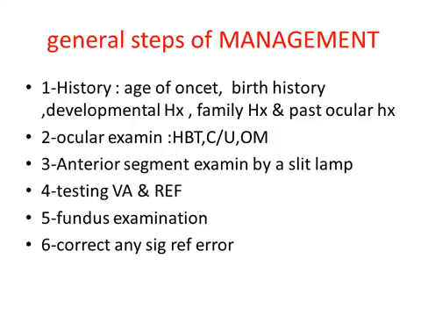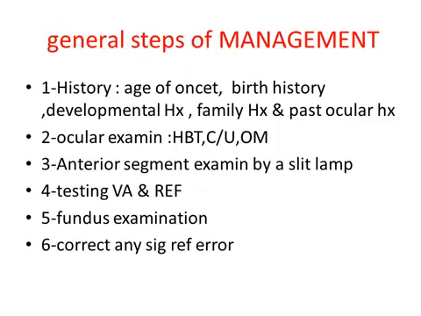The general steps in management of squint. These steps are used for any case that you face in the exam or in life. You have to put in your mind these general guidelines. Number 1, you have to take a good history, starting from the age of onset and the birth history, in order to differentiate between congenital and acquired squint. The developmental history is also important, as well as any associated CNS diseases, any family history of squint, any past ocular history, and past surgery. The patient may not volunteer to tell you without specifically asking about these points.